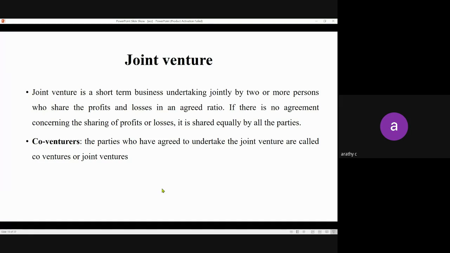Next, the term is co-venturers. The co-venturers are the parties who have agreed to undertake the joint venture. The persons who are involved in this joint venture are called co-venturers or joint venturers.